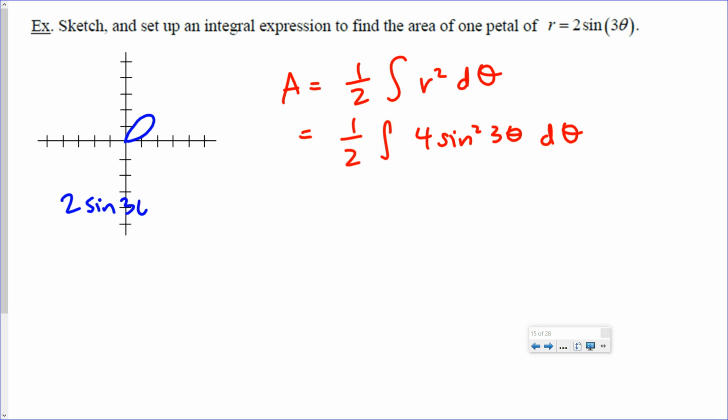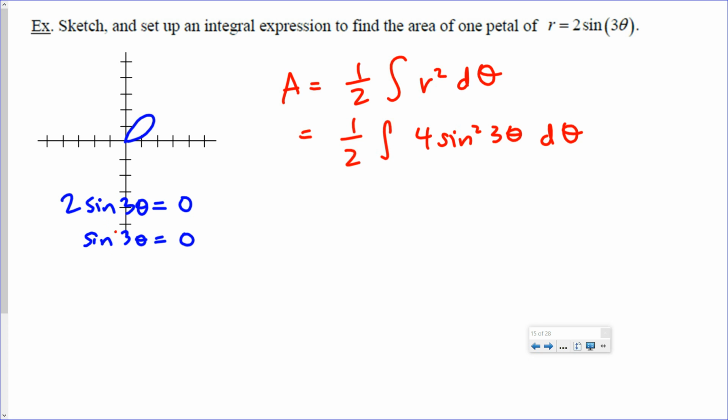So I have 2 sine 3 theta is equal to 0. All right, students get stuck right here. Guys, my goal is to find theta. What do I do first? Divide by 2. You need to get rid of this 2, so you want to try to isolate that theta. So all I get is sine 3 theta is equal to 0.